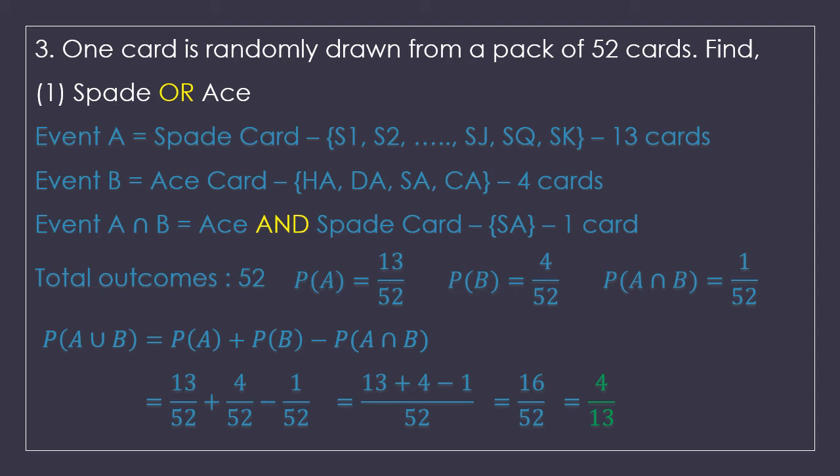So this is the system of calculating union of events. You need to calculate event A, event B, and then event A intersection B, and find their probabilities, and then find the union of events A and B using probability A plus probability B minus probability A intersection B.